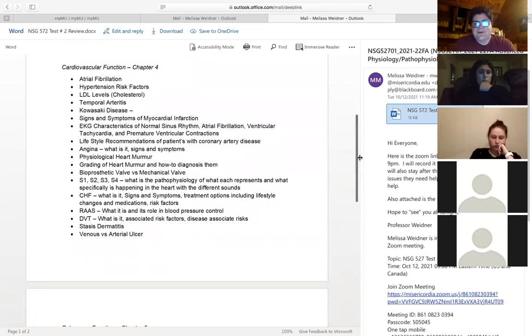Cardiovascular, that's always the big one. We got the big systems this test, but you want to know about atrial fibrillation. What are the risks associated with atrial fibrillation? Obviously, the big one is stroke. What are some general treatments and signs and symptoms of that?